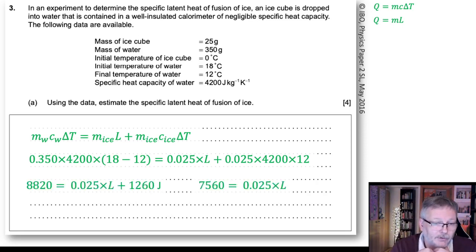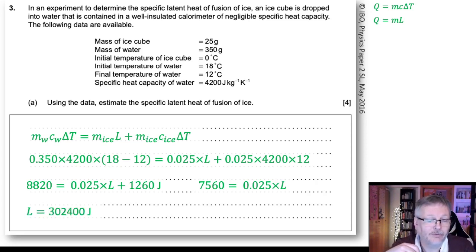Work that all out, you get 8,820 equals 0.025 times L plus 1,260 joules, so 7,560 equals 0.025 L. So therefore L equals 302,400 joules per kilogram. Now you might, I guess, have remembered the specific latent heat of fusion of ice. That was a number that actually featured in the last video, and guess what?